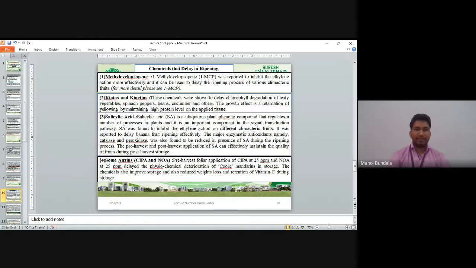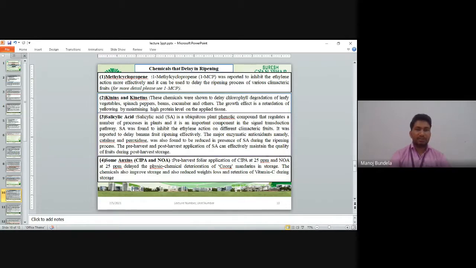Next is kinins or cytokinins. These chemicals are shown to delay the chlorophyll degradation of leafy vegetables like spinach, peppers, beans, cucumber, and others. The growth effect is retardation of yellowing by maintaining a high protein level in the applied tissue.